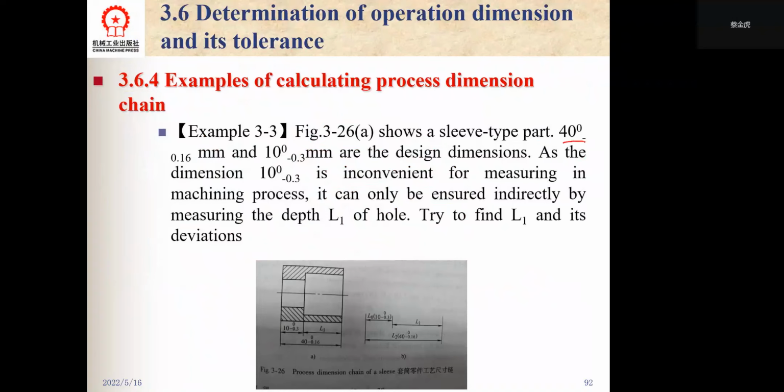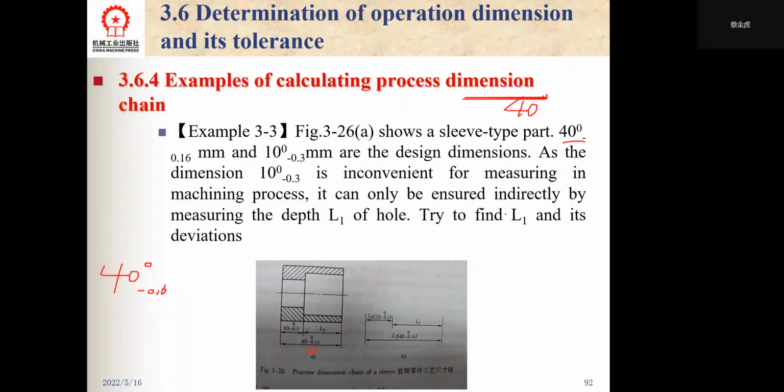The dimension 40, the upper deviation is 0 and the lower deviation is -0.16, is this one. And the 10, with upper deviation 0 and lower deviation -0.3, are the design dimensions. This one and this one are design dimensions.